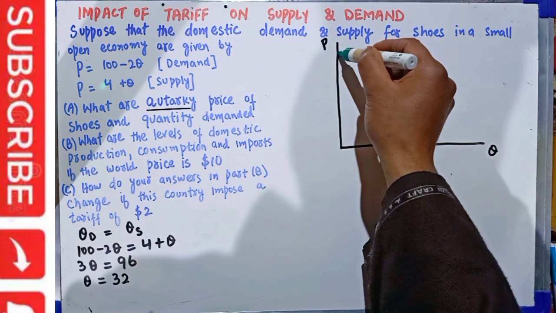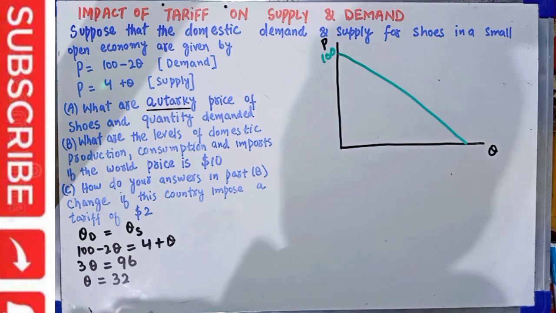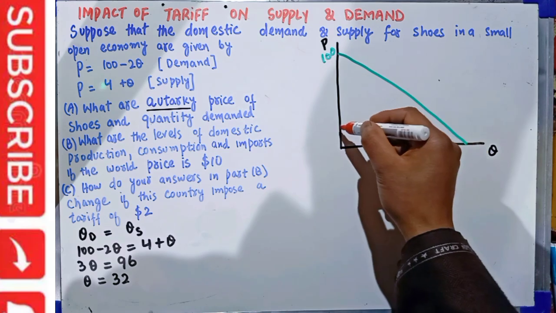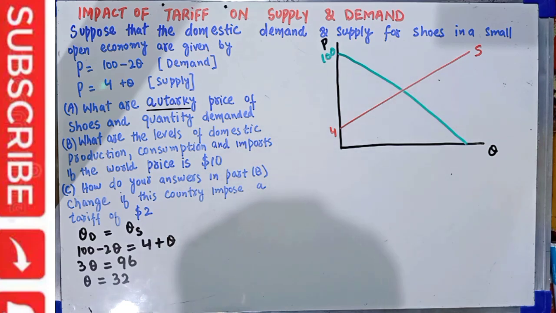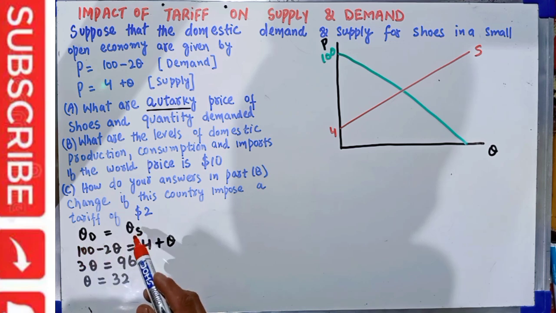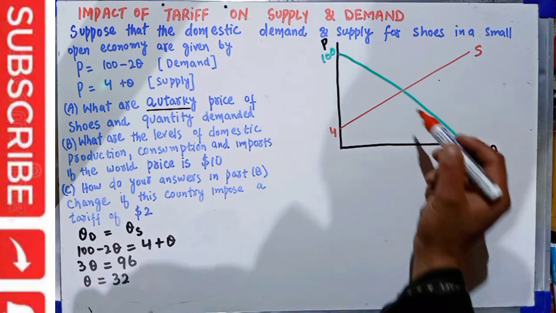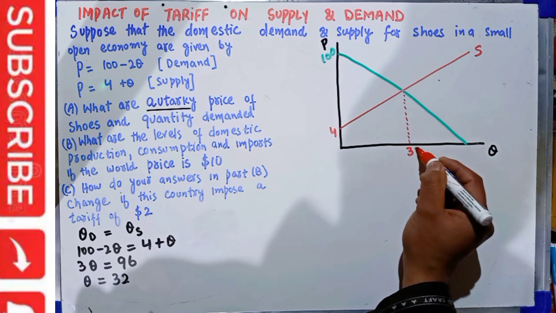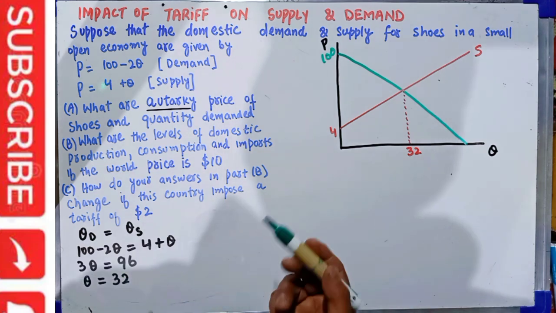The demand function is this, with a price intercept of 100, and we have the supply function, and its price intercept is 4 here. Let us say this is our supply function. Here we have 4. So quantity demanded equals quantity supplied, demand is equal to supply. In autarky, we get quantity as 32. So 32 units of shoes will be demanded and supplied when there is autarky.